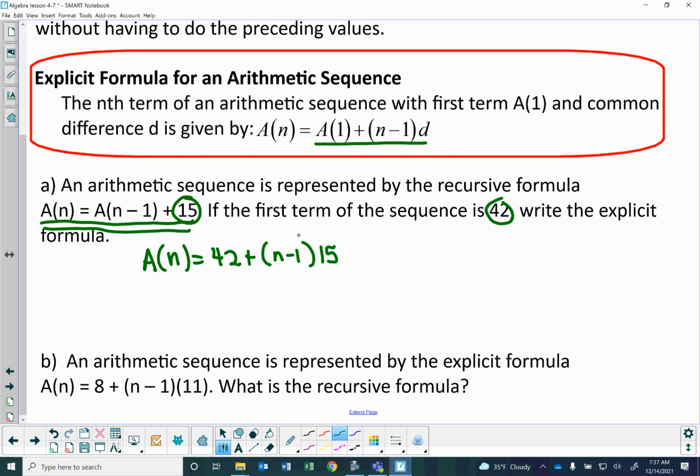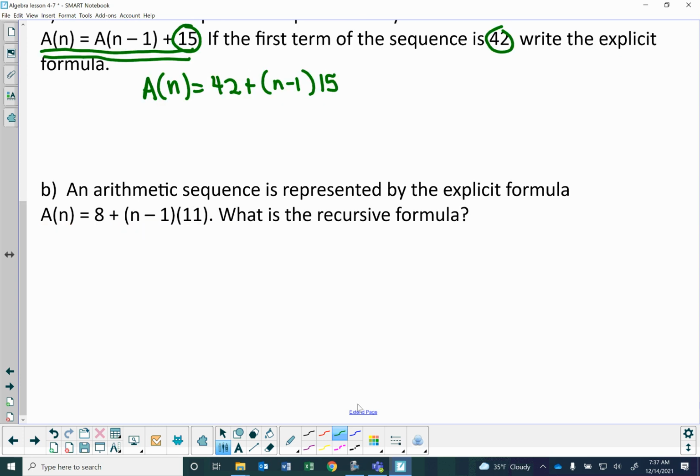You should be able to go vice versa, write an explicit from a recursive and write a recursive from an explicit. Let's take a look at this next problem. An arithmetic sequence is represented by the explicit formula a of n equals 8 plus n minus 1 times 11. What is the recursive formula? So the recursive formula is going to be a of n equals a of n minus 1, because all recursive formulas start that way. And then we're going to add our common difference, which happens to be right there. So there's our common difference. a of n equals a of n minus 1 plus 11.